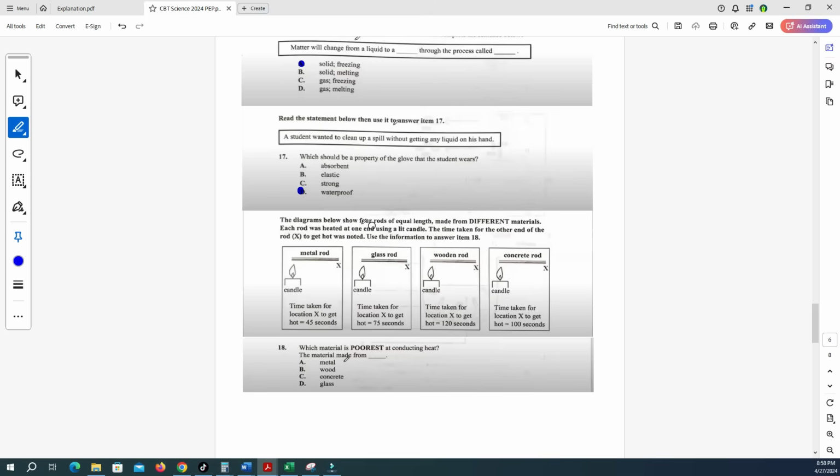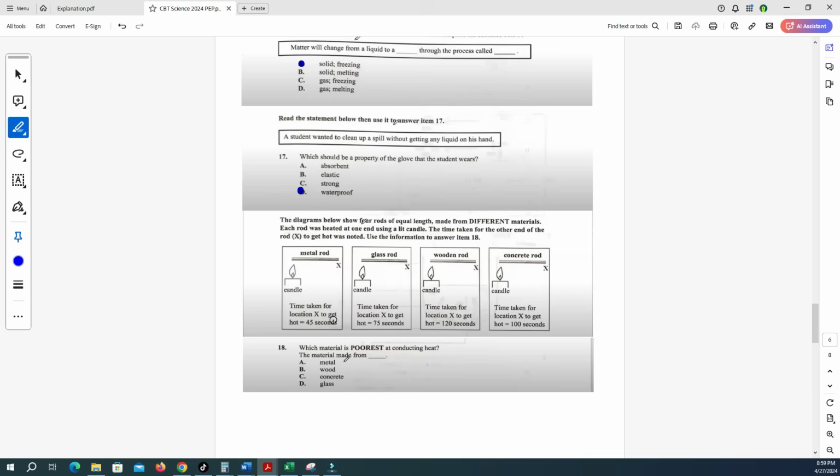The diagram below shows 4 rods of equal length made from different materials. Each rod was heated at one end using a lit candle. The time taken for the other end of the rod, X, to get hot was noted. Use the information to answer 18.